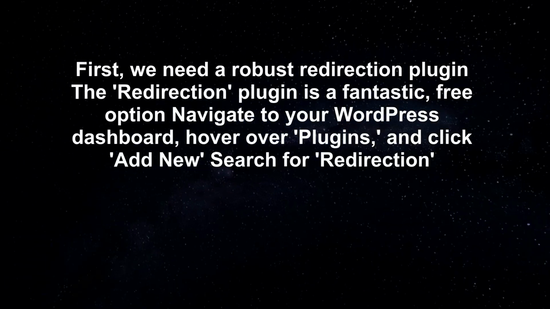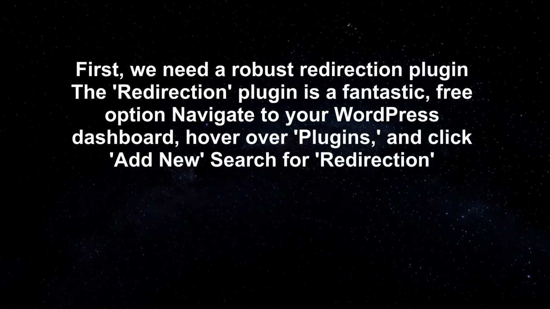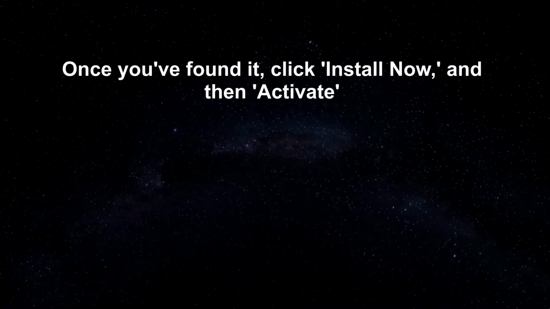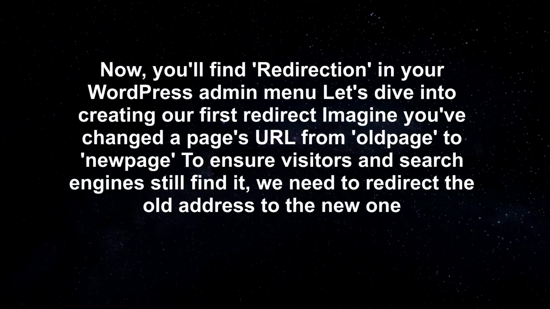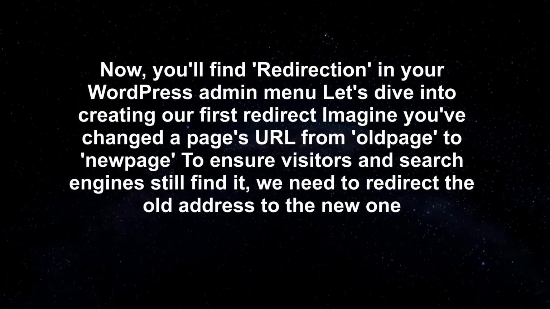Navigate to your WordPress dashboard, hover over Plugins, and click Add New. Search for Redirection. Once you've found it, click Install Now, and then Activate. Now, you'll find Redirection in your WordPress admin menu. Let's dive into creating our first redirect.